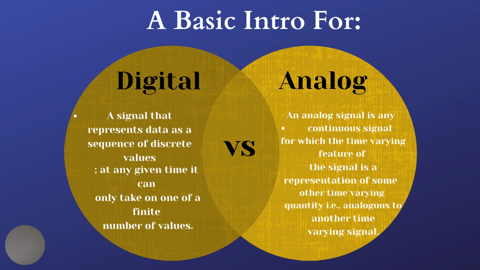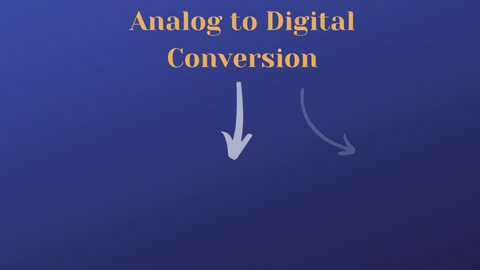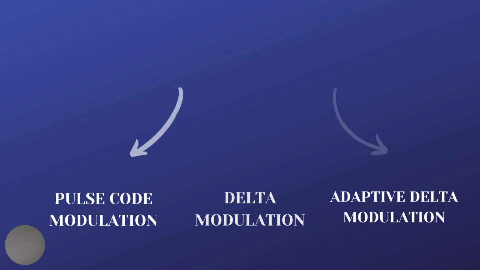Analog signal uses a continuous range of values that help you to represent information. On the other hand, digital signal uses discrete 0 and 1 to represent information. Now, we will see the following methods for conversion of analog to digital signals. These methods are pulse code modulation, delta modulation, and adaptive delta modulation. Now, we will go through these methods one by one.